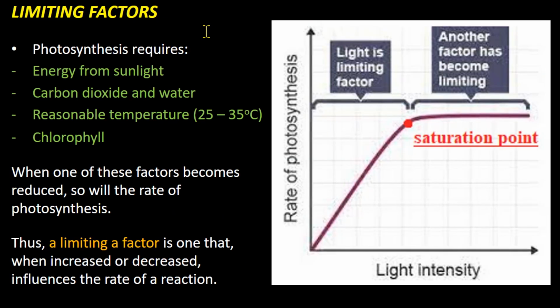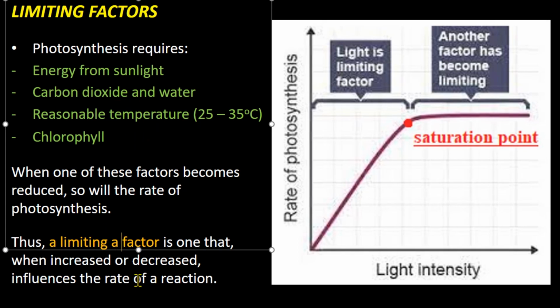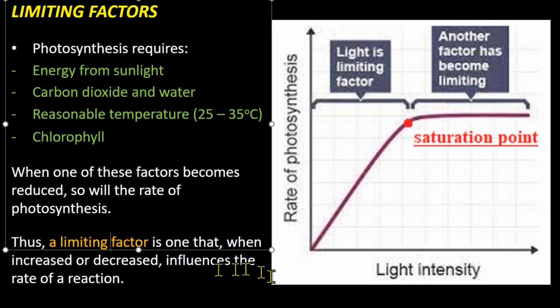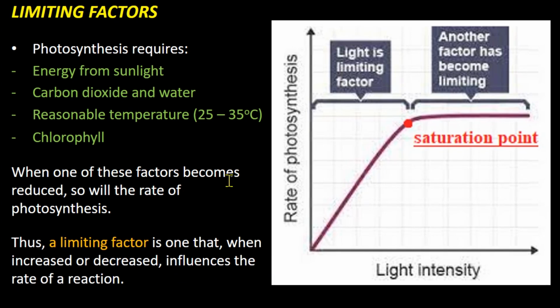For any reaction, there are these things called limiting factors. So let's take a look at an example of photosynthesis. Photosynthesis requires the following to occur: energy from sunlight, carbon dioxide and water, a reasonable temperature, and chlorophyll. If any one of these factors was not here, photosynthesis would not occur. If these factors were here but they were reduced, that would limit the rate of photosynthesis. So a limiting factor is one that, when increased or decreased, influences the rate of a reaction.